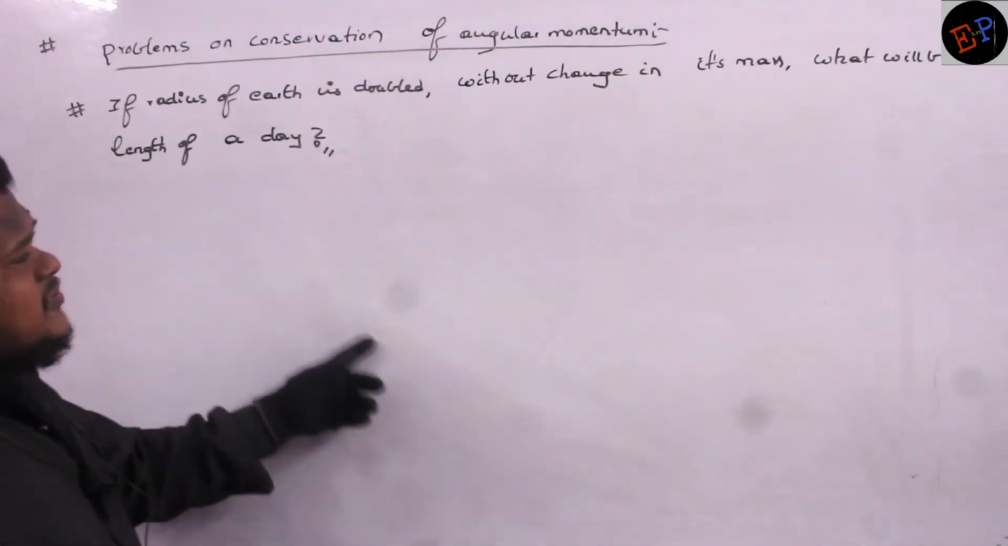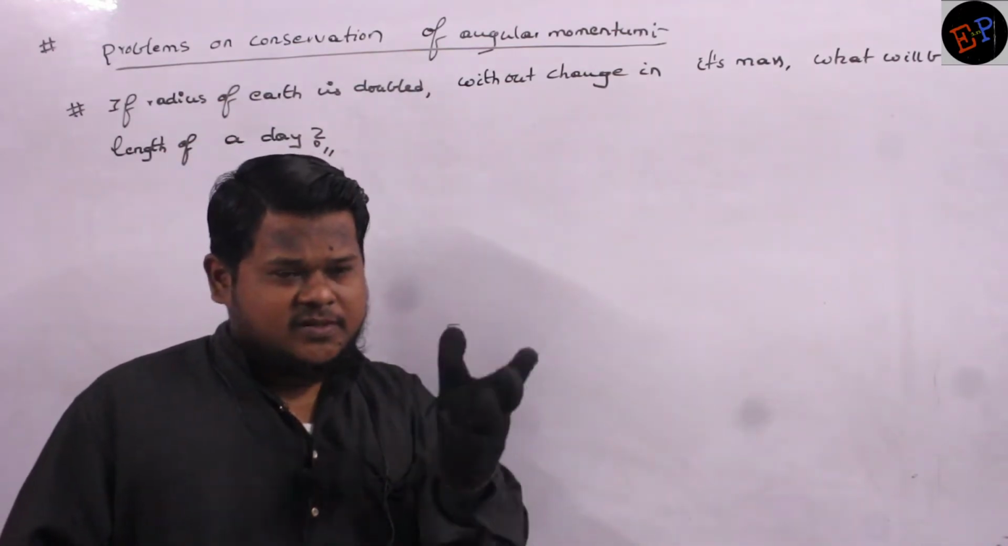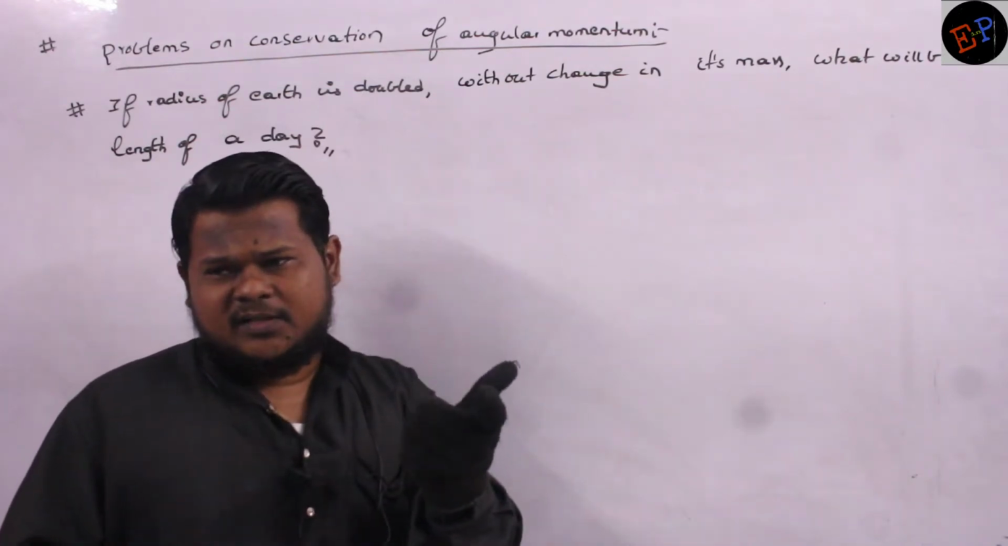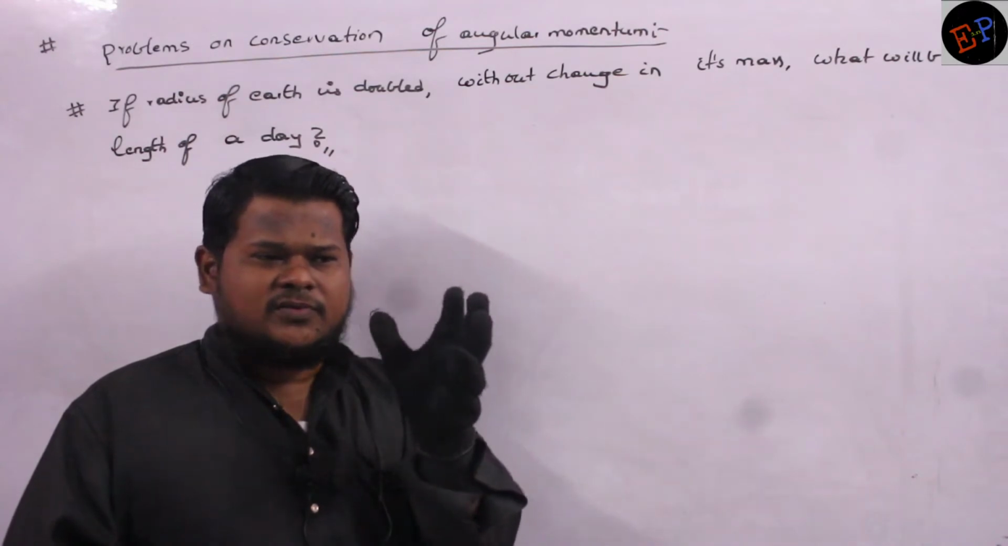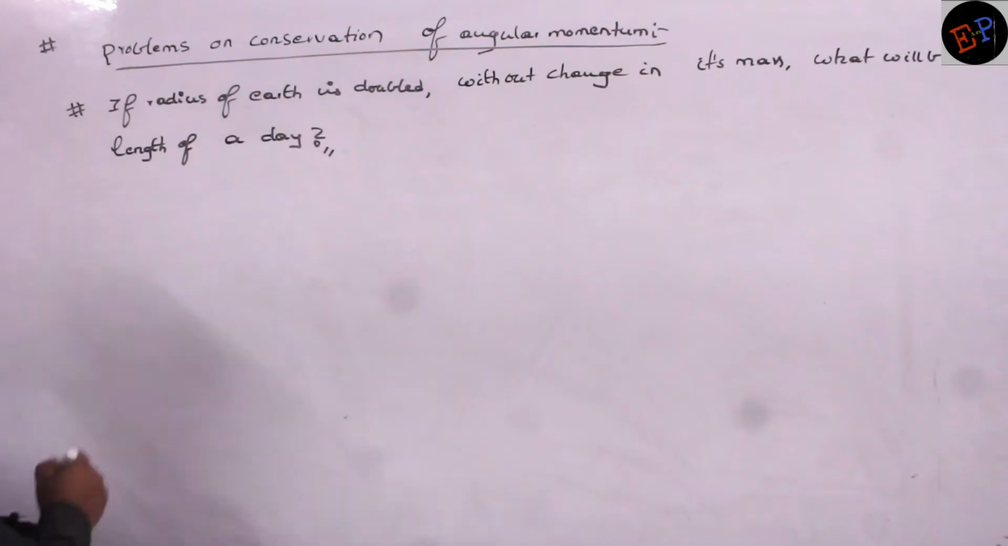So this length of a day depends on the angular velocity of Earth, no? If Earth is rotating very fast, the length of the day will be very less. Clear, no? If Earth rotates very slowly, the length of the day will be very big. Okay. Now let us see how we can do this problem.